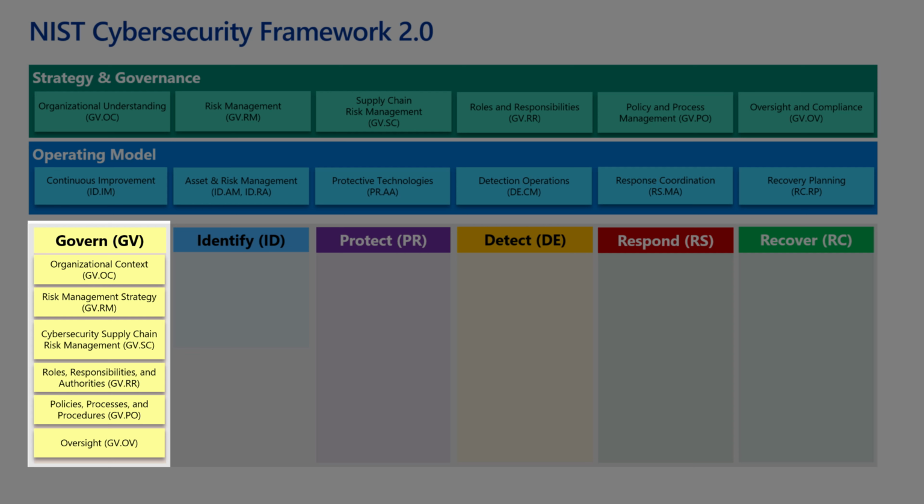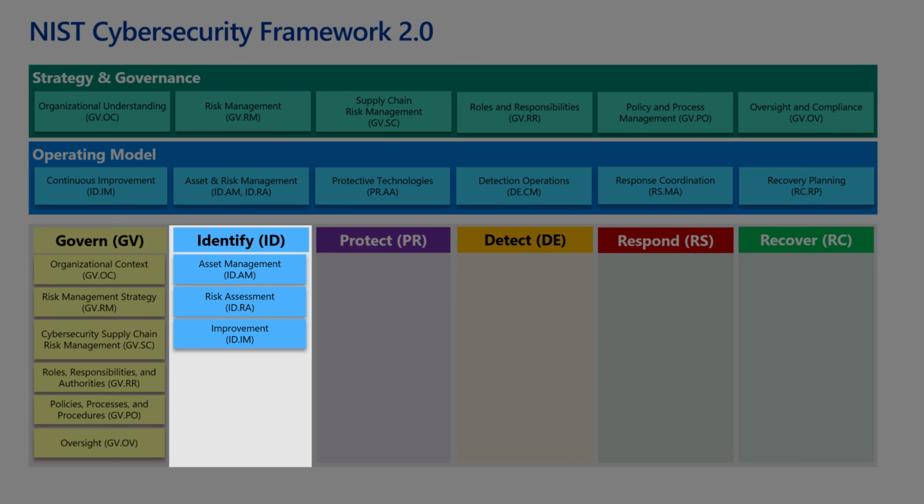The oversight element, GV.OV, is about implementing mechanisms to regularly review and audit the cybersecurity program. This includes ensuring compliance with regulatory requirements, identifying gaps in the program, and continuously improving our cybersecurity posture to address emerging threats. The identify function is the starting point of managing cybersecurity risk.